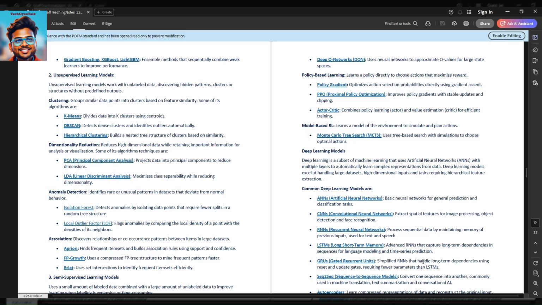Unsupervised learning models work with unlabeled data, discovering hidden patterns, clusters, or structures without predefined outputs. Clustering groups similar data points into clusters based on feature similarity. Some of its algorithms: k-means divides data into k clusters using centroids. DBSCAN detects dense clusters and identifies outliers automatically.